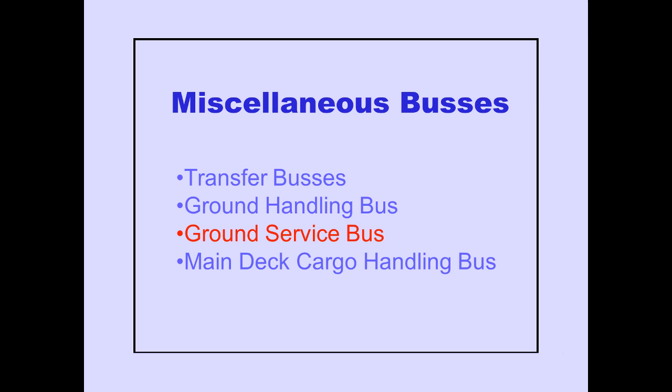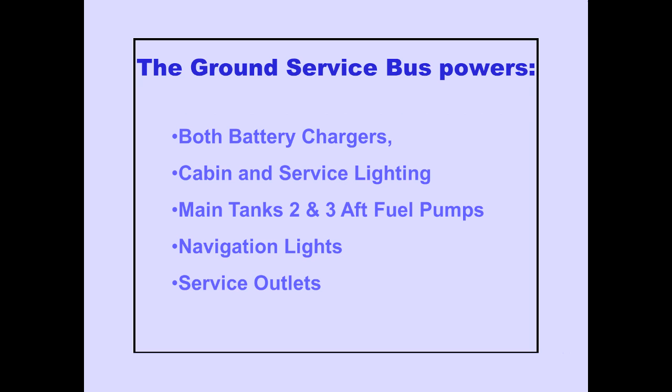Now let's discuss the ground service bus. The ground service bus powers both battery chargers, cabin and service lighting, main tank 2 aft fuel pump, navigation lights, and service outlets.